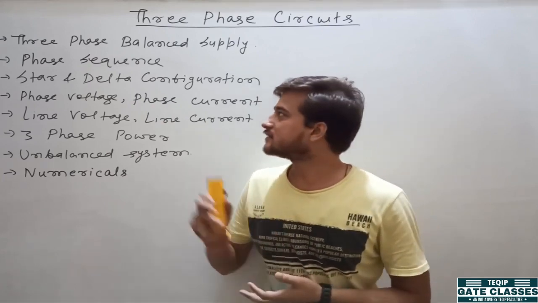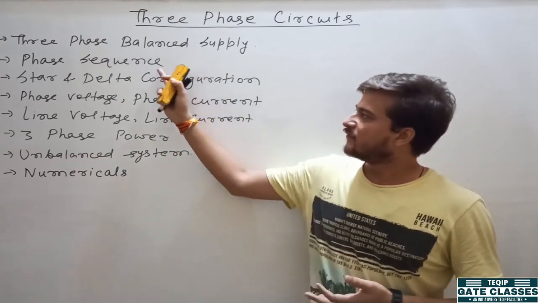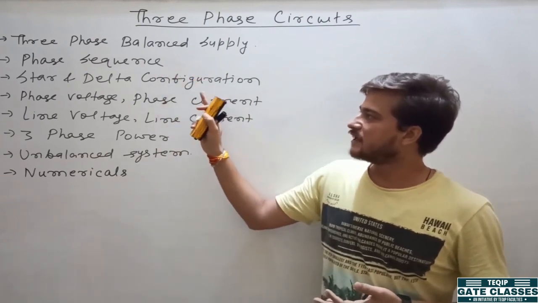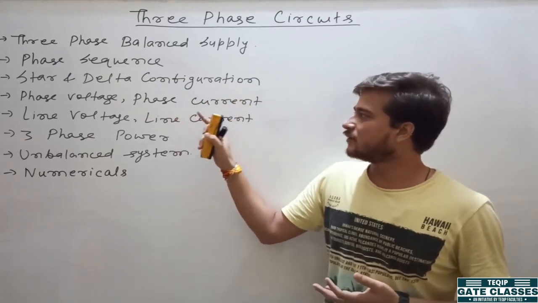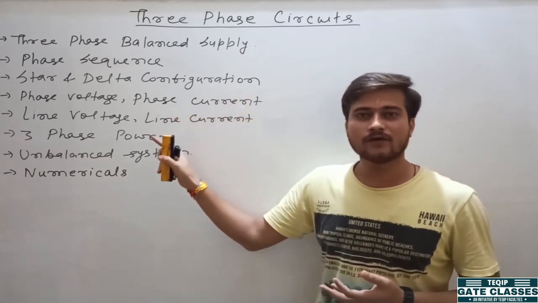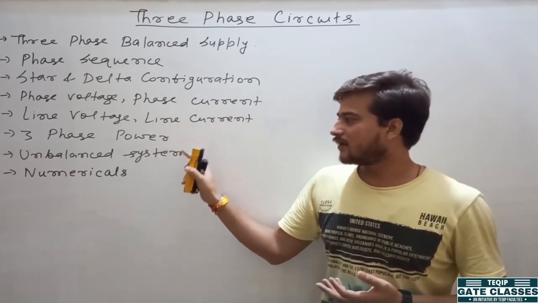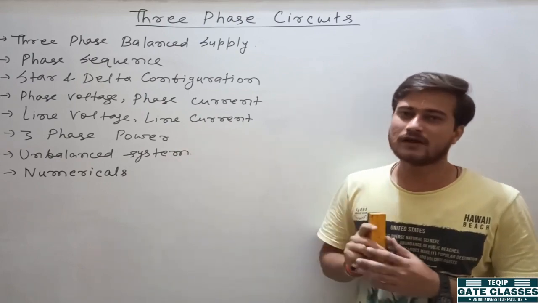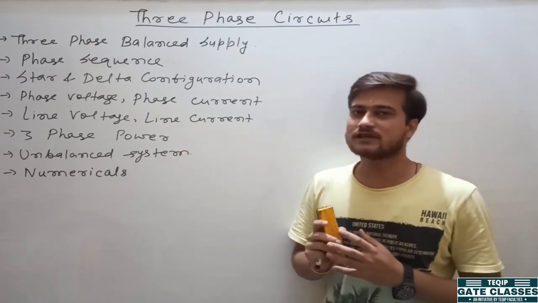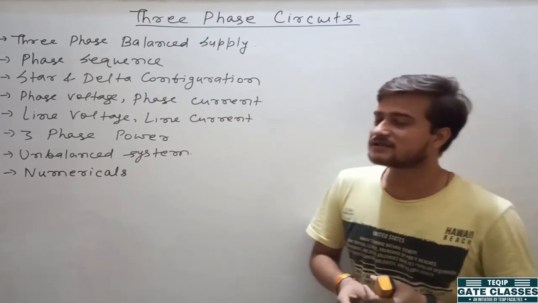So here we will discuss three-phase balanced supply, then we will discuss phase sequence, then we will see star and delta configuration, then we will see phase voltage, phase current, line voltage, line current, then we will see three-phase power, then we will discuss the unbalanced system, and at last we will discuss some numerical questions on this topic. So let us start with three-phase balanced supply.